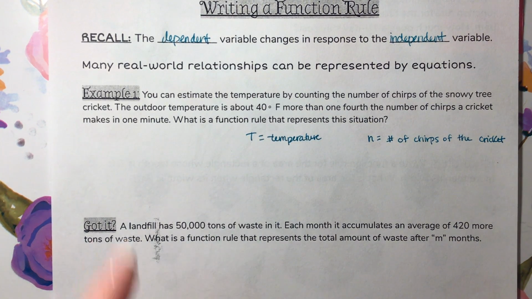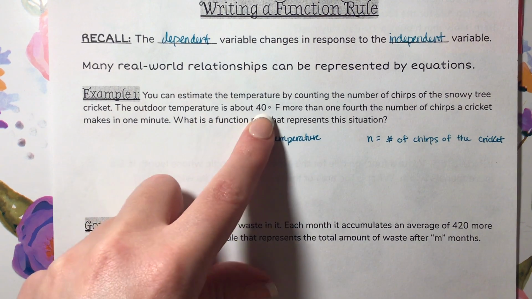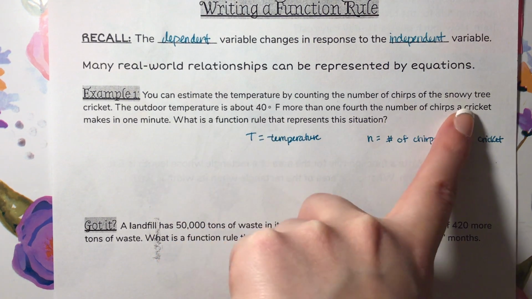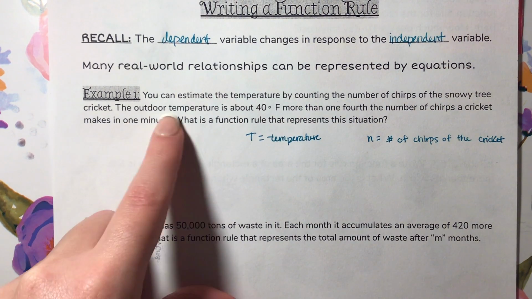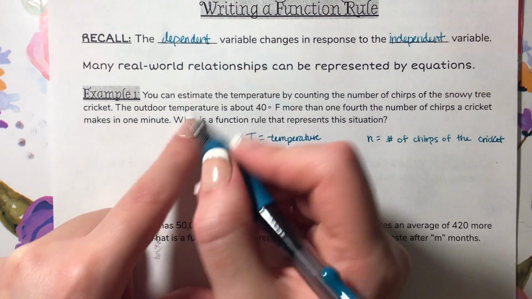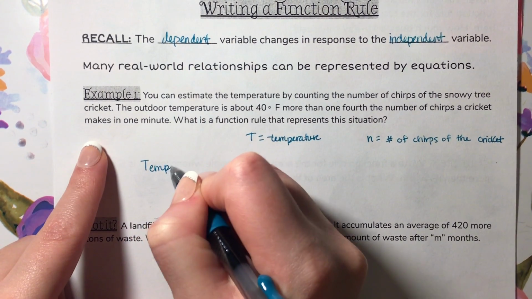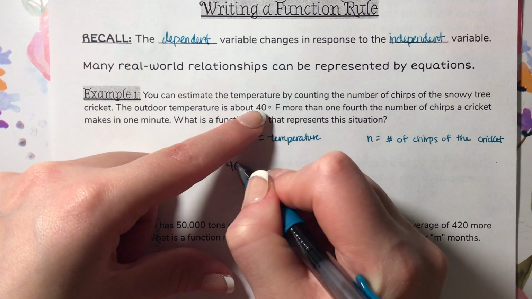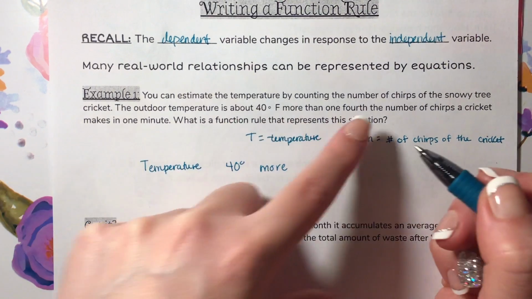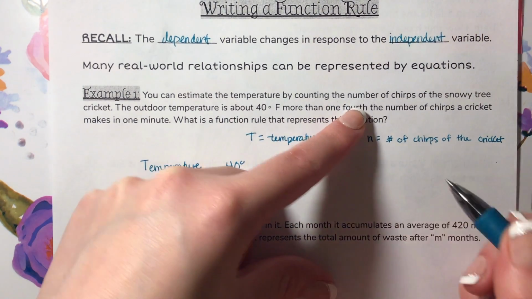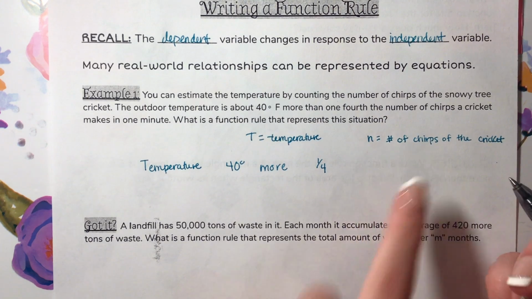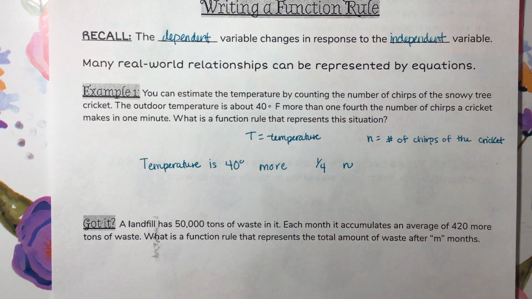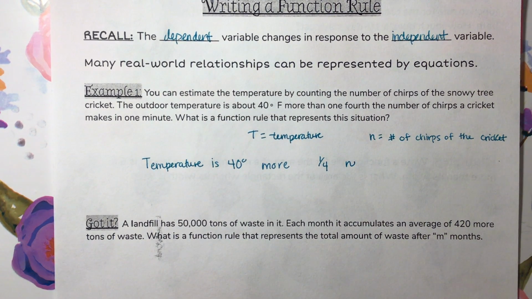Now I'm going to reread this again. It says the outdoor temperature is about 40 degrees Fahrenheit more than 1/4 the number of chirps a cricket makes in 1 minute. So the outdoor temperature, or T, but I'm just going to write it like this, temperature is 40 degrees more than 1/4 the number of chirps. So that's N. I'm going to go ahead and write N in there. So I'm condensing it down.